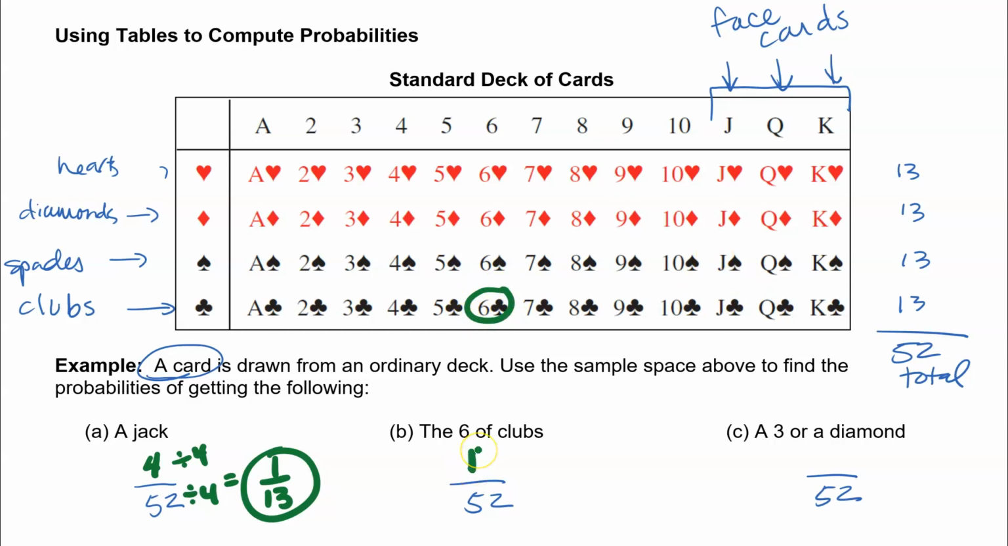So there's a 1 out of 52 chance of that happening, and we can't reduce that. So we're just going to circle that. And then lastly, a 3 or a diamond.